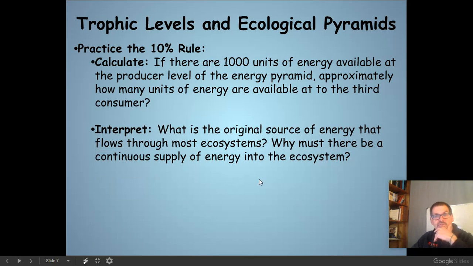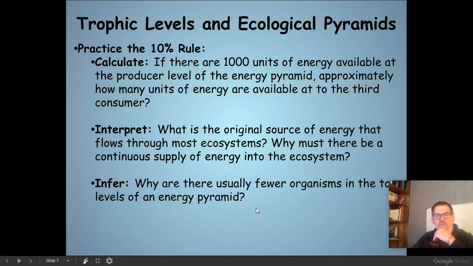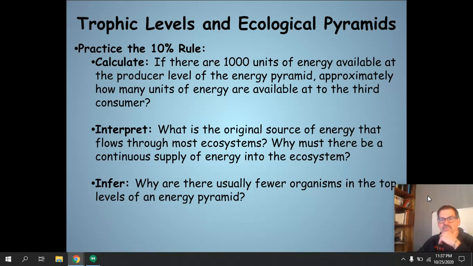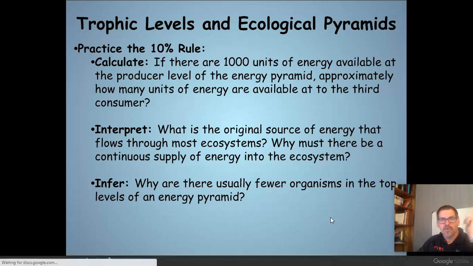Interpret what is the original source of energy that flows through most ecosystems, and why must there be a continuous supply of energy in these ecosystems? And then third, infer why there are usually fewer organisms at the top levels of energy pyramids. All right, so go ahead and pause this video, answer these 3 questions, and then when you're done, unpause it. Okay, pause. All right, now we're back.